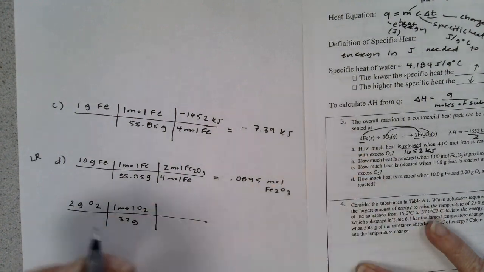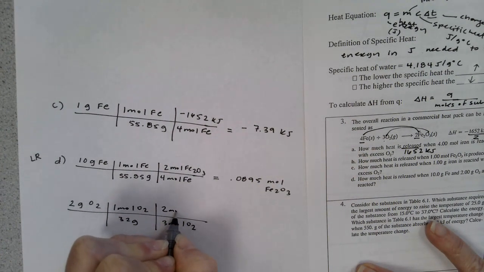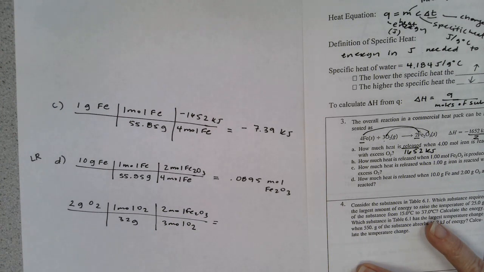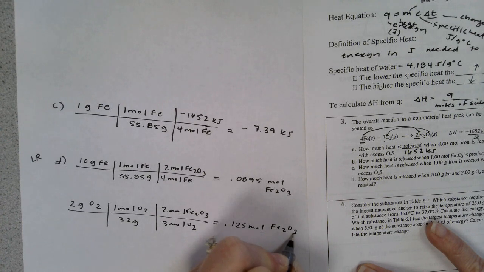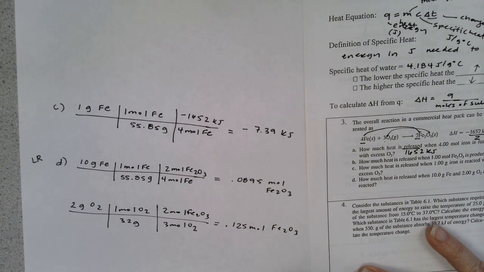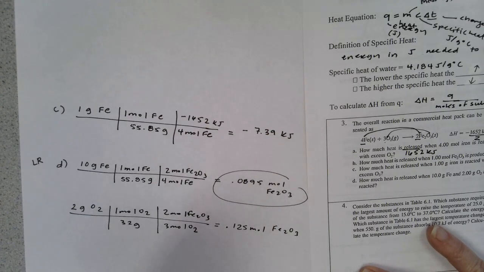And then I've got to compare the O2 in the reaction. So I have 3 to the product. So 3 moles of O2 is 2 moles of Fe2O3. This all should be reviewed for you guys. And on that, I got 0.125 moles of Fe2O3. So that should indicate to you right there that our limiting reactant is the iron. Okay.